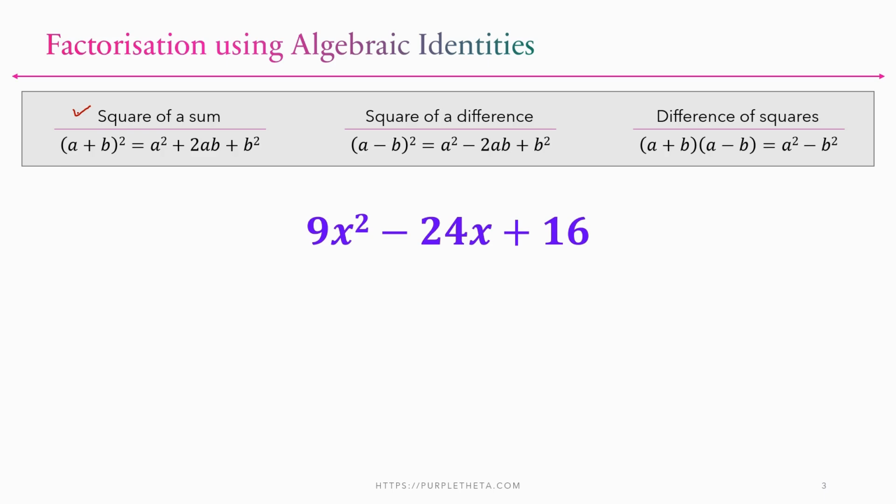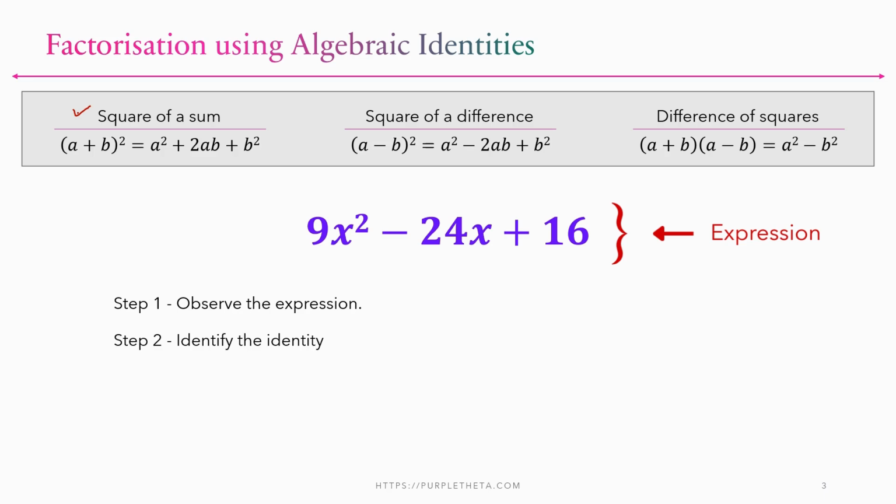Okay. So in this example also we are going to follow these steps, which are: observe the expression, identify the identity. Here we need to check if the expression has a form that fits the right hand side of one of these identities, right? Like we need to check if the expression has a form of either a square plus 2ab plus b square, or a square minus 2ab plus b square, or a square minus b square, right?